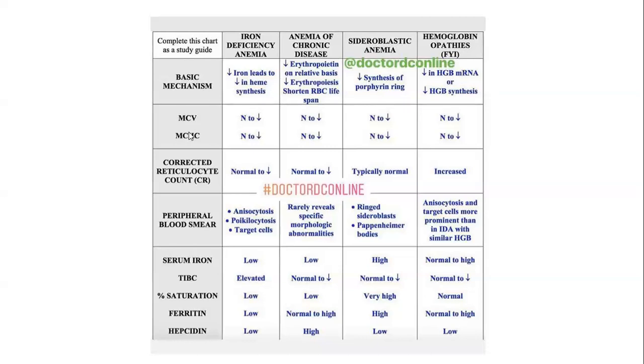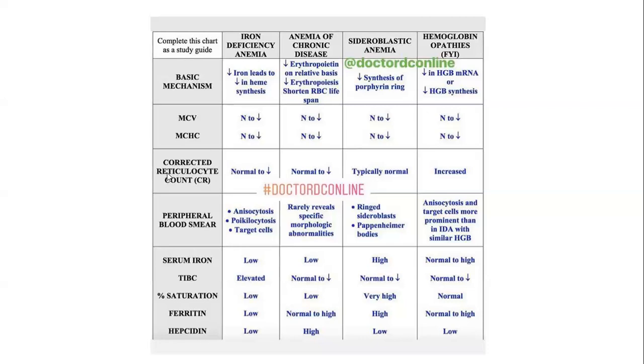What else? MCV and MCHC: mean corpuscular volume and mean corpuscular hemoglobin concentration, easily called. And now another one, in both cases it is reduced. Iron deficiency, anemia of the chronic diseases, sideroblastic, or normal.